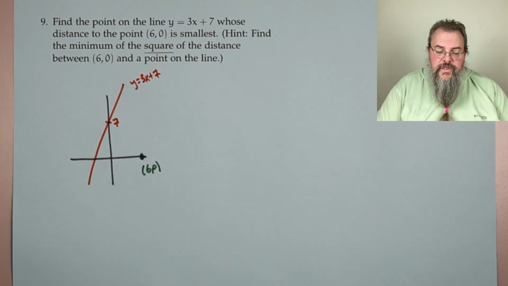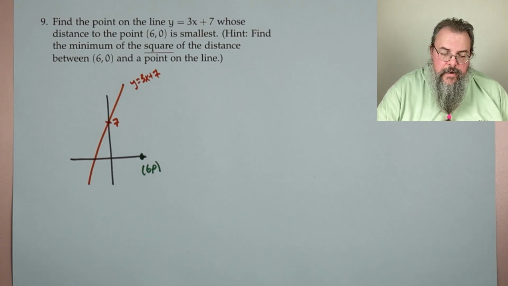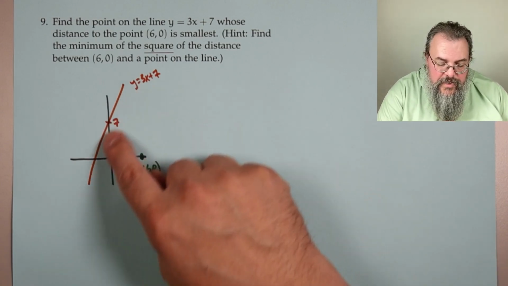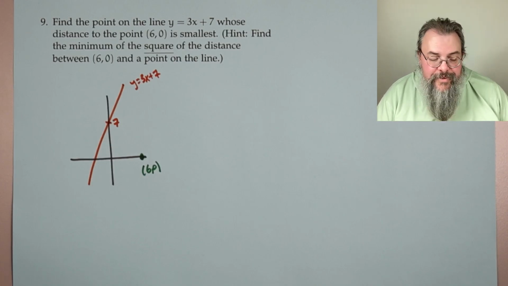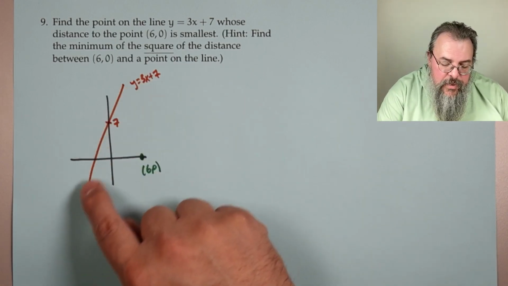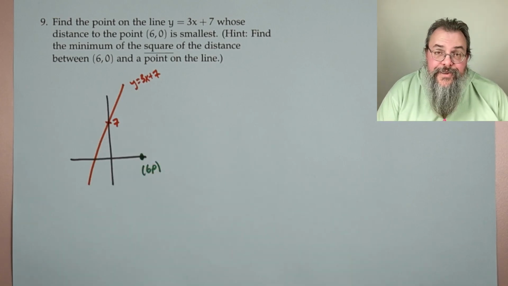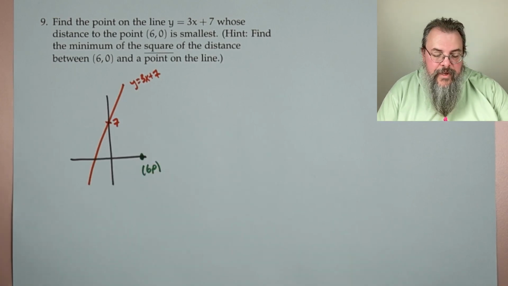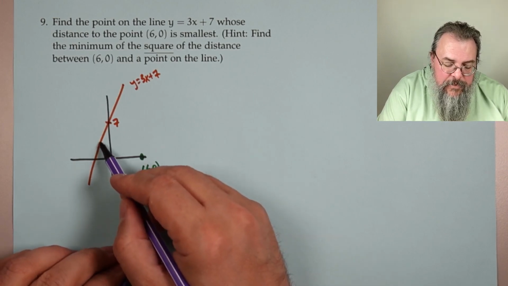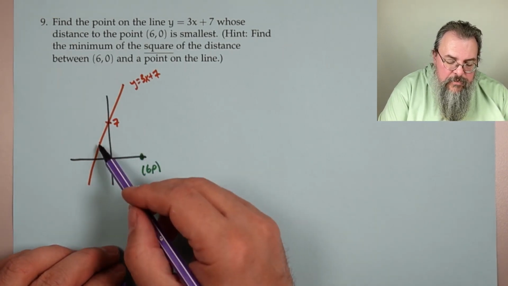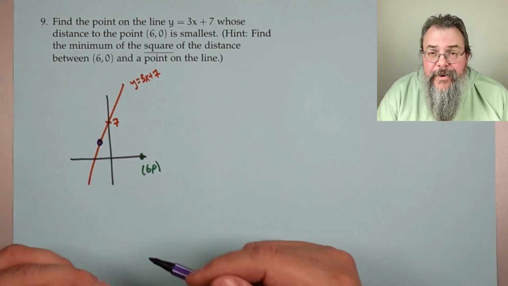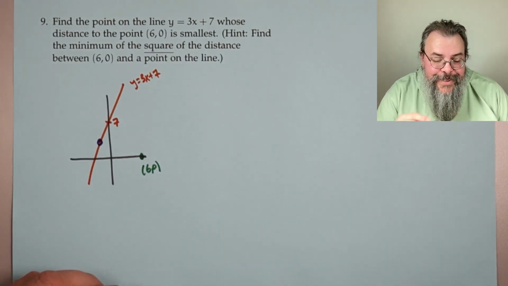All right, so where are we going with this? What are we trying to do? Well, there's a whole bunch of points on this line. In fact, there's infinitely many points. And we're saying, of all the points on this line, which one is nearest to (6, 0)? Okay, so let's think about it. If I have a point on this line, it looks like, just eyeballing it, roughly there. I don't know exactly, but we will.